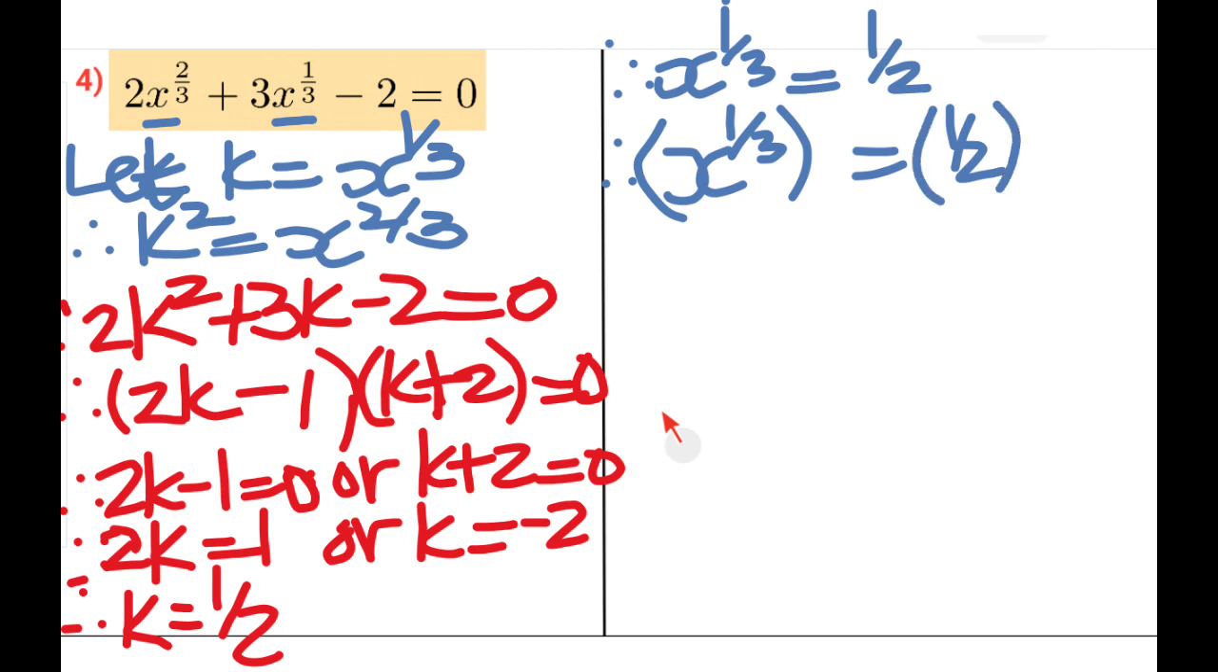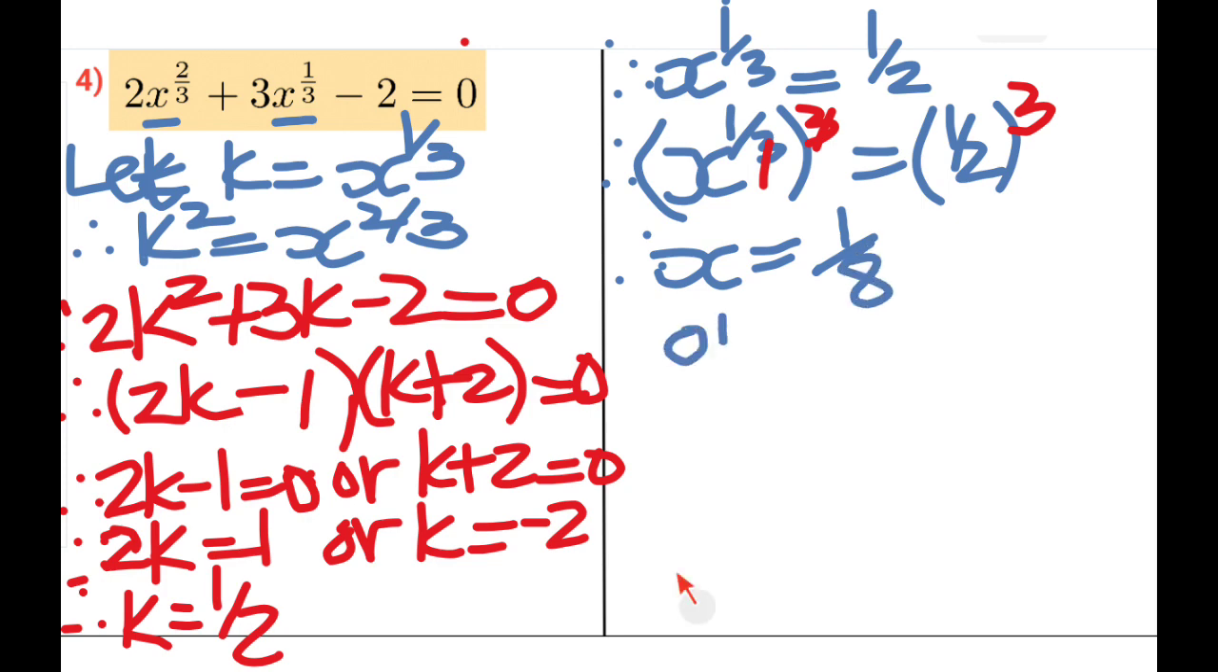We'll raise that to the power of 3 to get rid of the fraction in the exponent. Here they cancel out. Now you're left with x. Therefore x is equal to 1 over 2 cubed, that's 1 cubed over 2 cubed, which is 1 over 8.